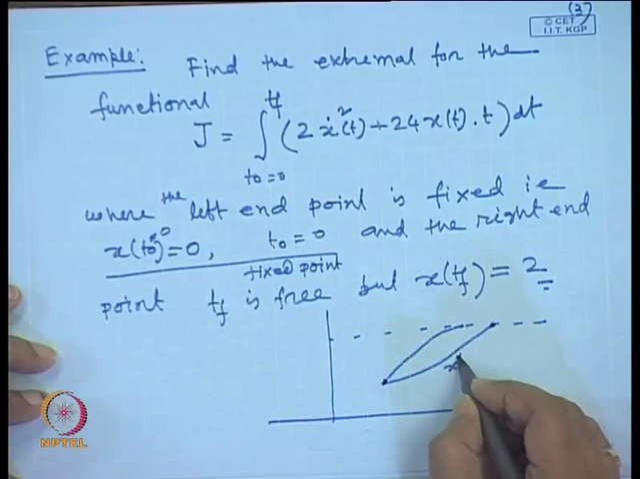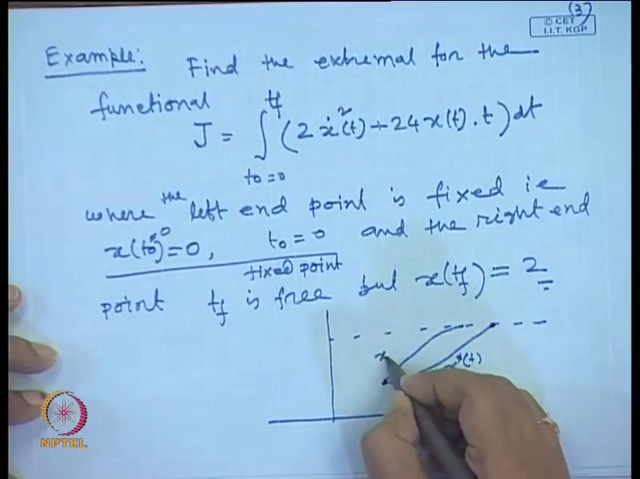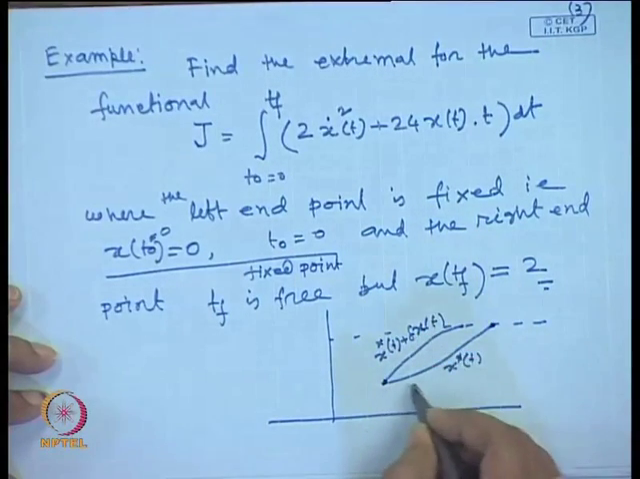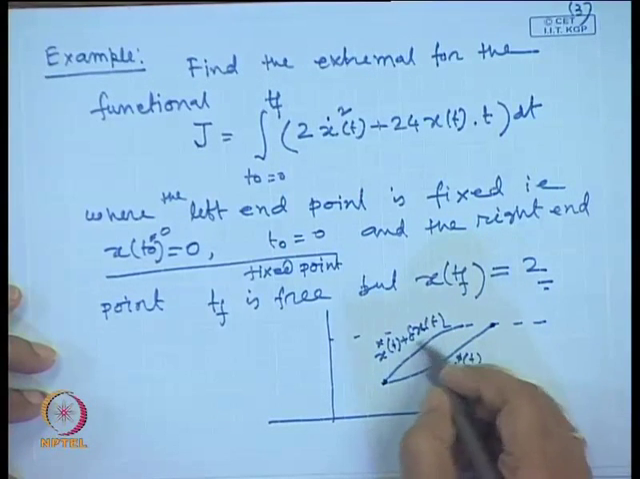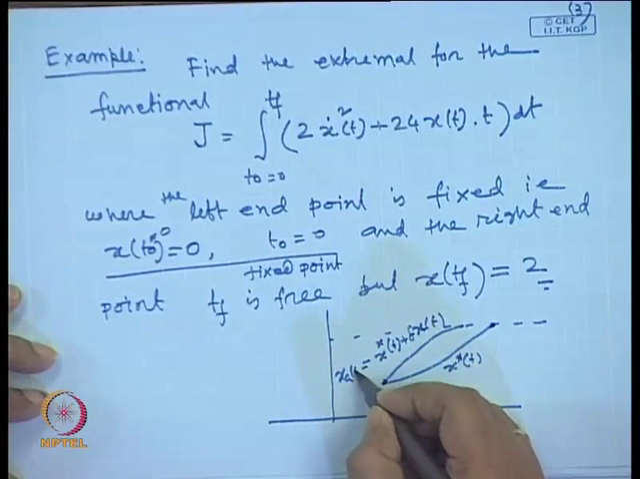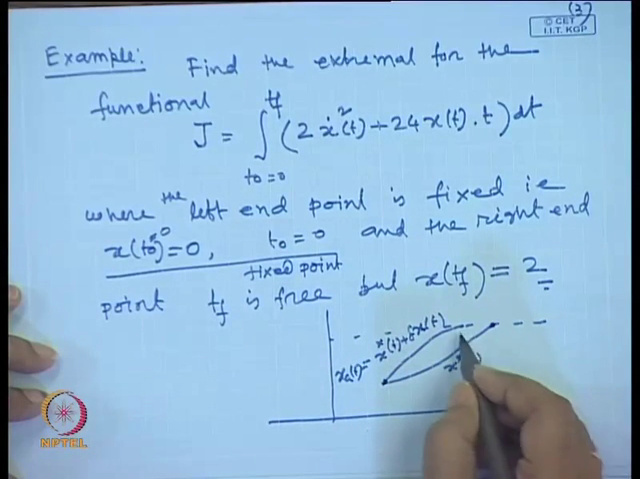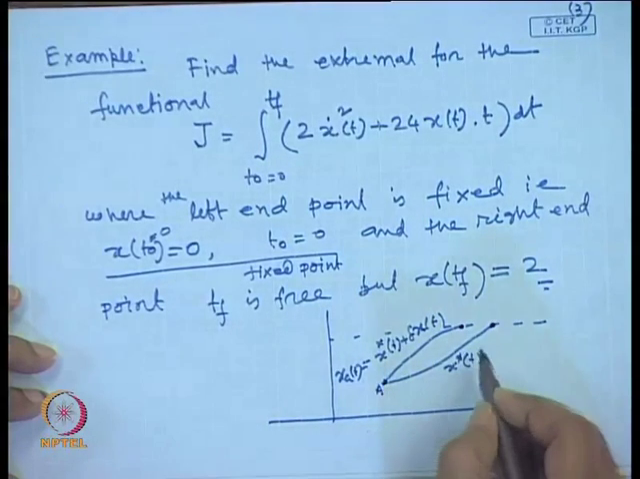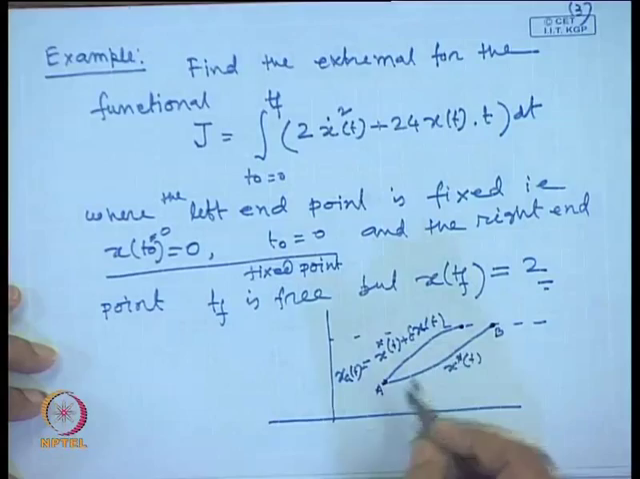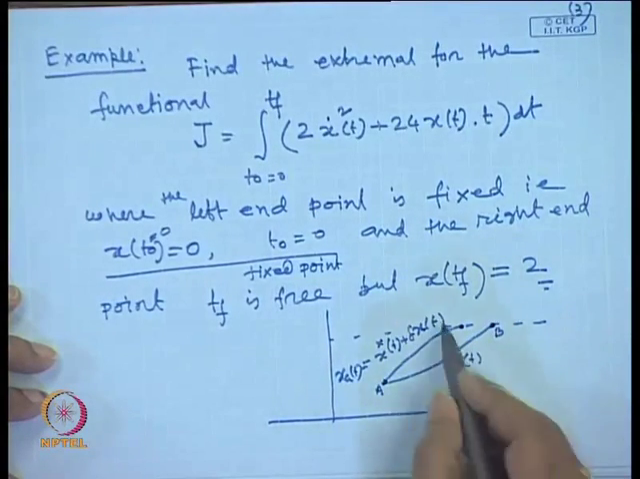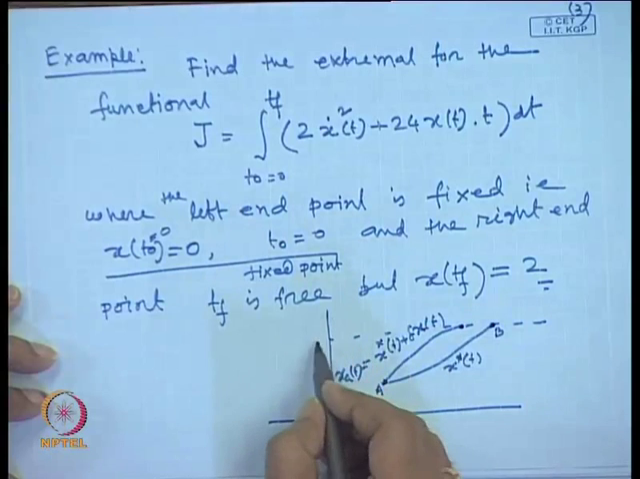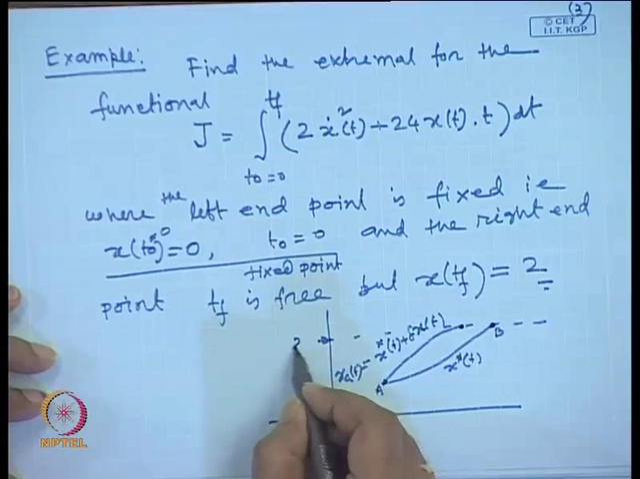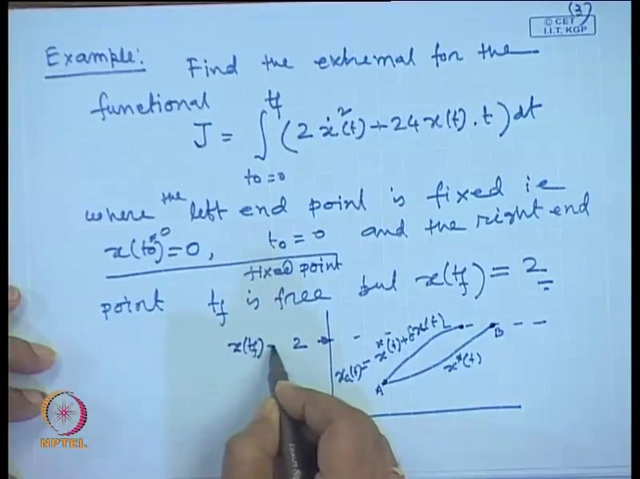So, consider x star of t, the optimal trajectory. Near the optimal trajectory there is another trajectory, the neighborhood of the optimal trajectory. We are calling this point A and this point B. The final time tF is free, but x of tF is fixed, that is x of tF is equal to 2.